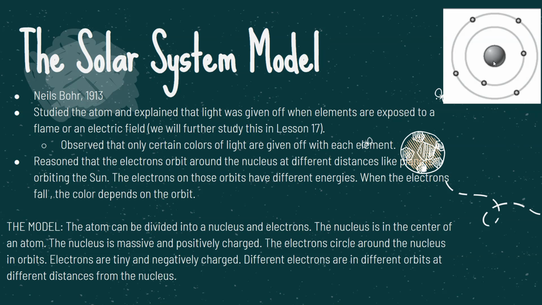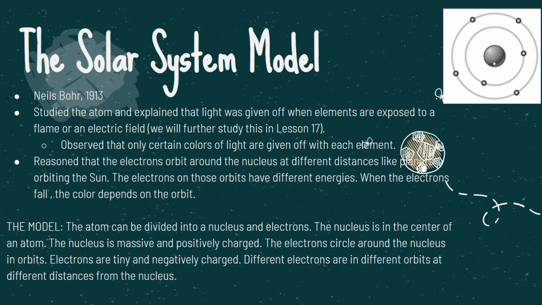Next, we have the solar system model. This is by Niels Bohr in 1913. He studied the atom and explained that light was given off when elements are exposed to a flame or an electric field. This is something that we'll see in lesson 17 when we get into flame tests. We get to try these out. So he observed that only certain colors of light are given off with each different element. So he is a Danish scientist. Don't think he's making donuts or anything or pastries.